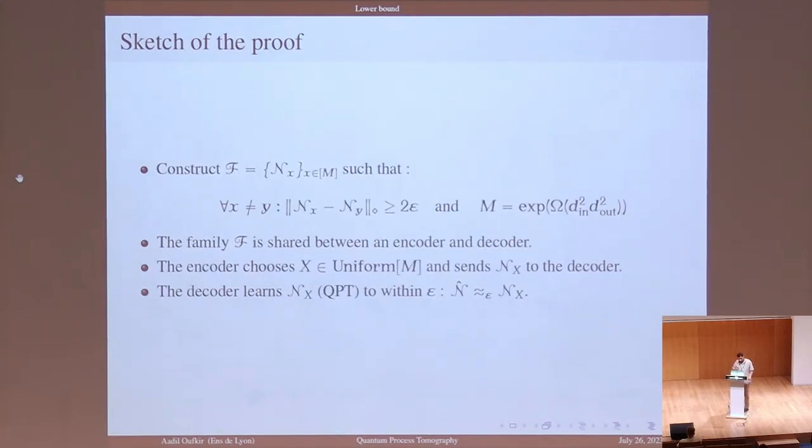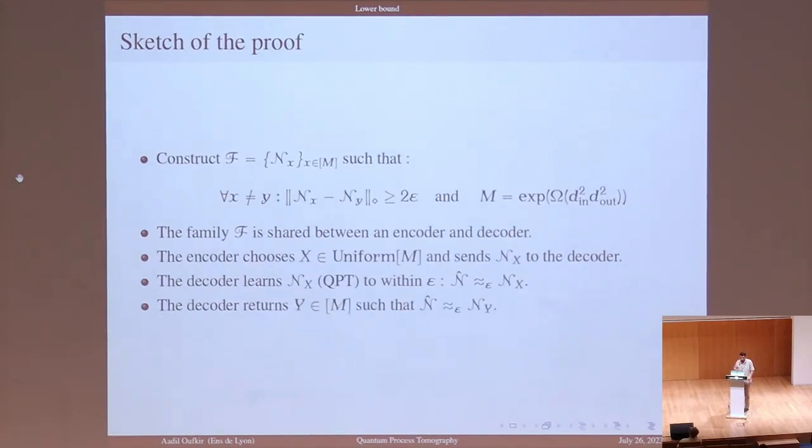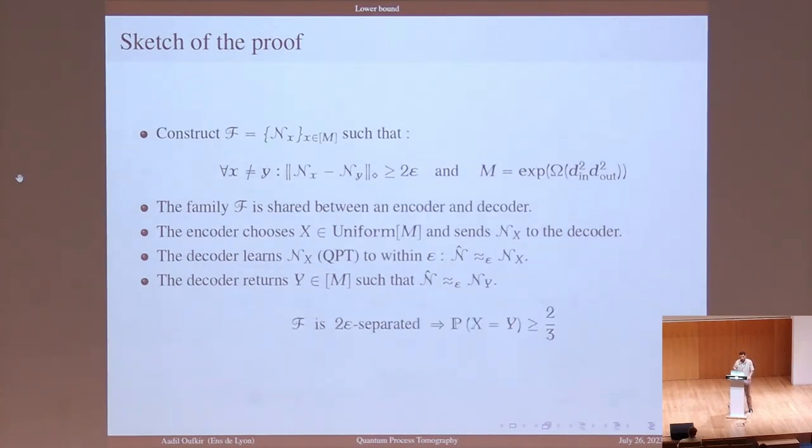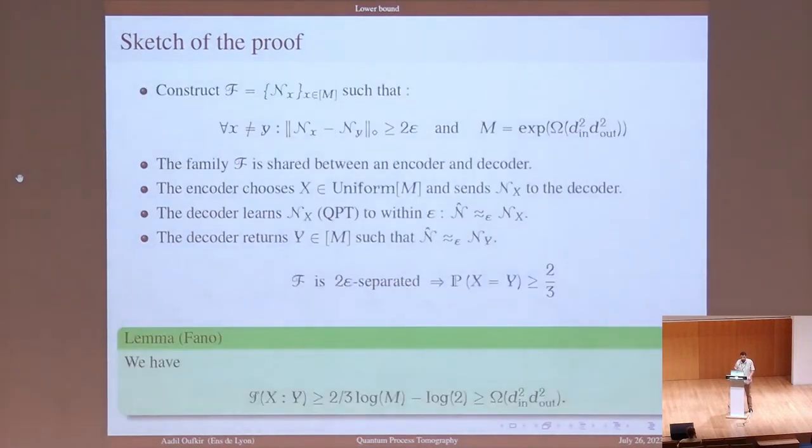Since the decoder already knows the family F, it can look for the index Y so that N_Y is epsilon close to N-hat. The family F is 2 epsilon separated, so Y should be equal to X if the quantum process tomography succeeds. And we know that the error probability of the quantum process tomography is at most 1/3, and so Y is equal to X with probability at least 2/3. Now X is chosen uniformly at random between 1 and M, and Y is equal to X with high probability. We can apply Fano's inequality, so the mutual information between the encoder and the decoder should be at least some constant times d_in squared times d_out squared. So this is the first part of the proof.